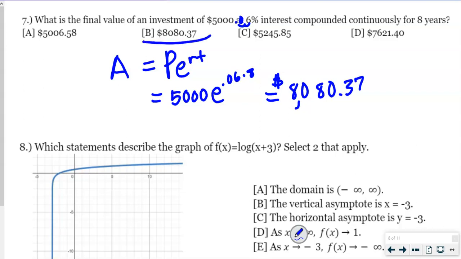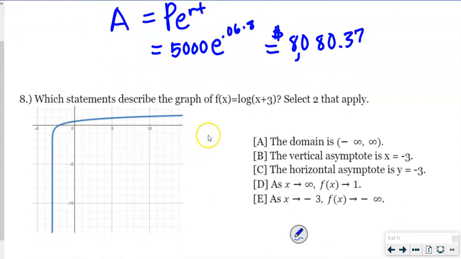So that was our B. Okay, now let's go down here and look at our number 8. Which statement describes the graph of f of x is equal to the log of x plus 3? Select 2 that apply. So they've already given us the graph here.